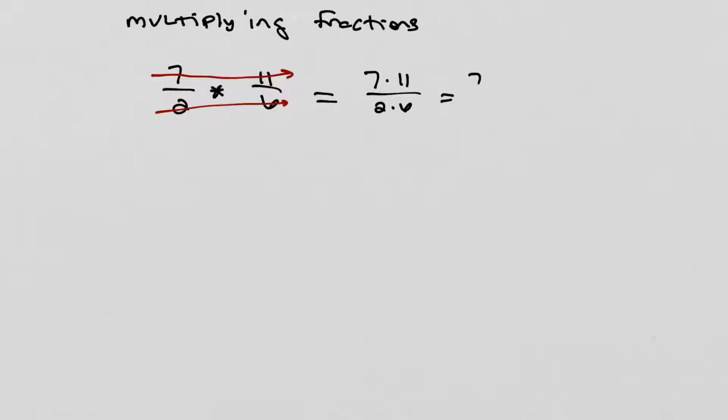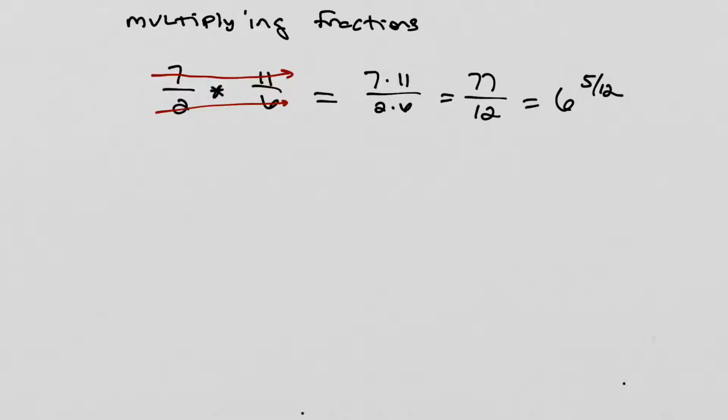All right. So if I had the fraction 7 over 2 times 11 over 6, the way you multiply these is you just multiply straight across the top and straight across the bottom. Right? So this becomes 7 times 11 over 2 times 6, which is 77 over 12, right? Which breaks down into 6 and 5/12.